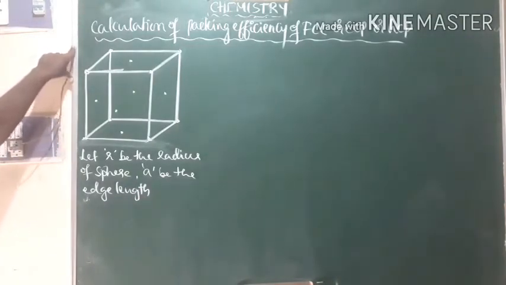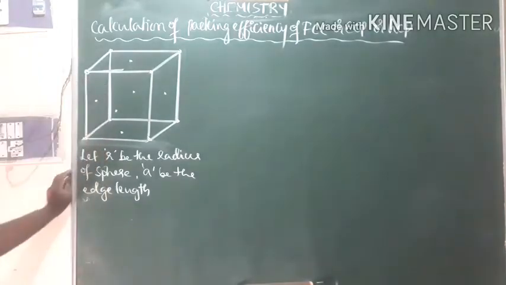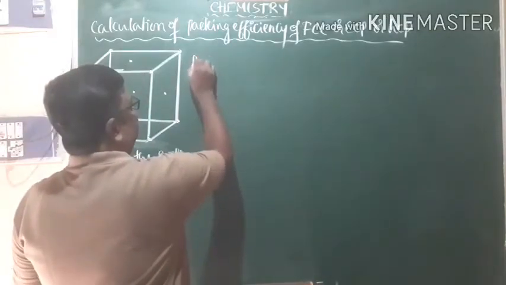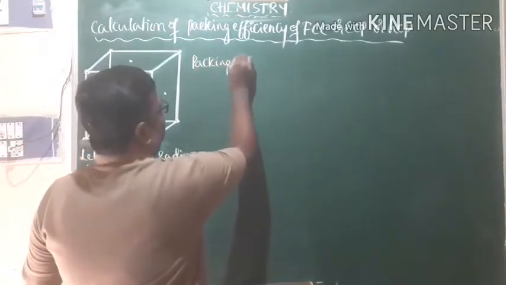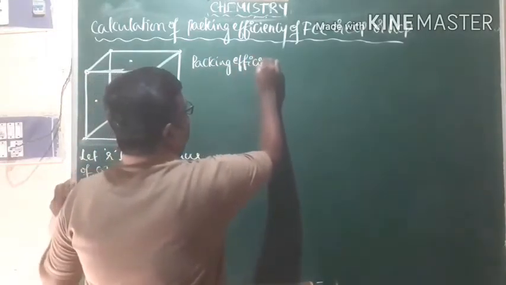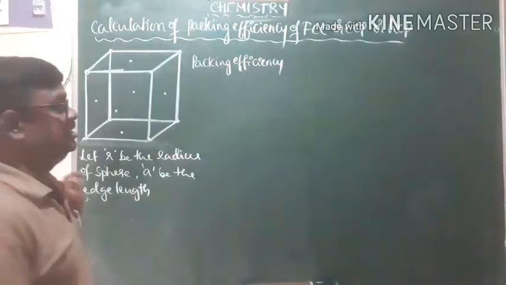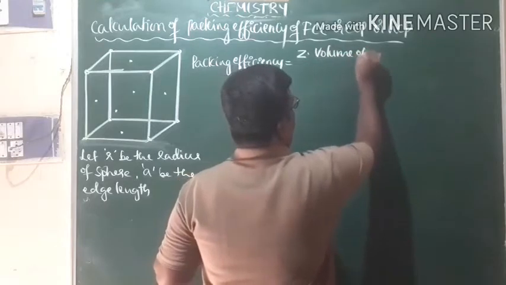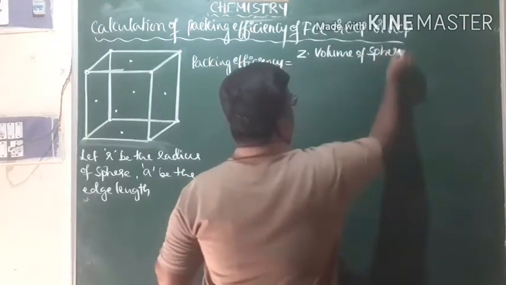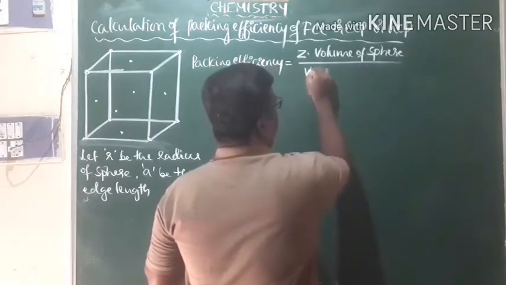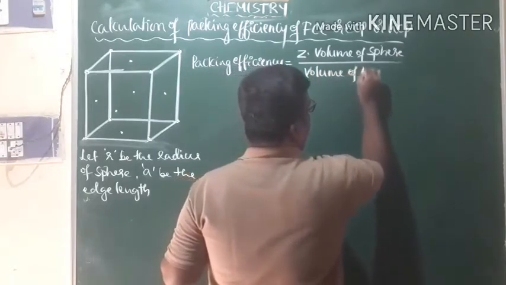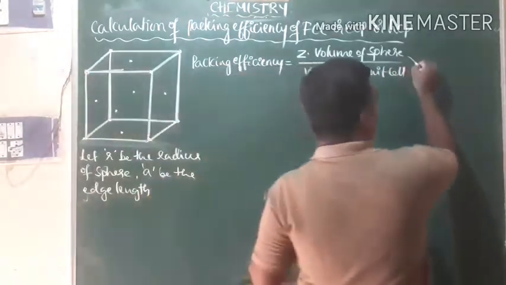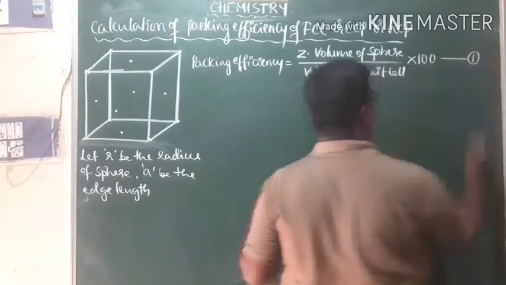As far as calculation of FCC packing efficiency is concerned, you write the formula first. What is that? Packing efficiency is equal to, as I said, Z into volume of sphere divided by volume of unit cell. This ratio gives packing fraction. If you multiply it by 100, it is packing efficiency. You call it equation 1.